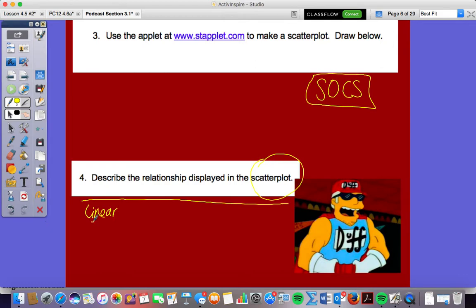It's positive. Good. What direction is it going? It's in the positive direction, right? It's going up. That's exactly right.